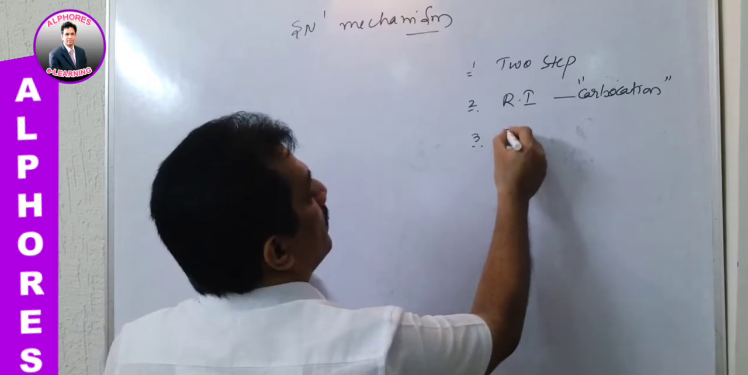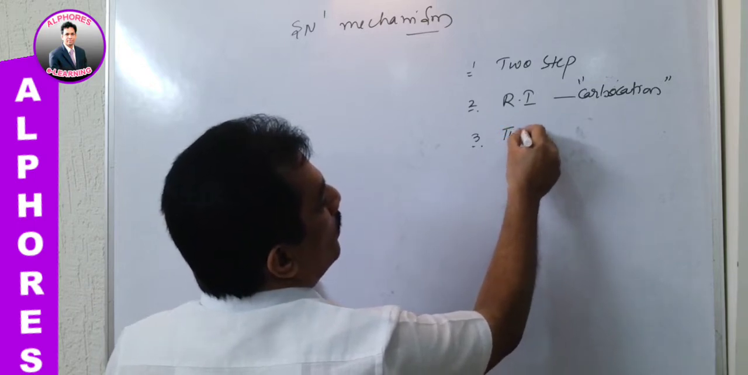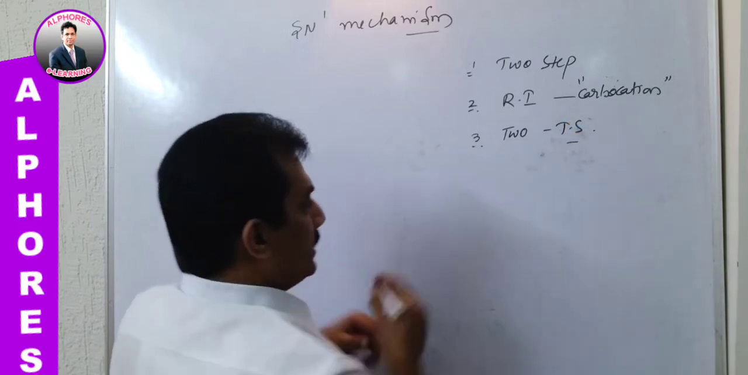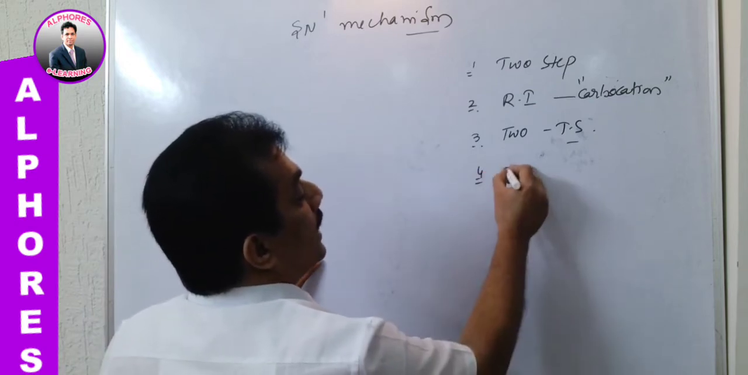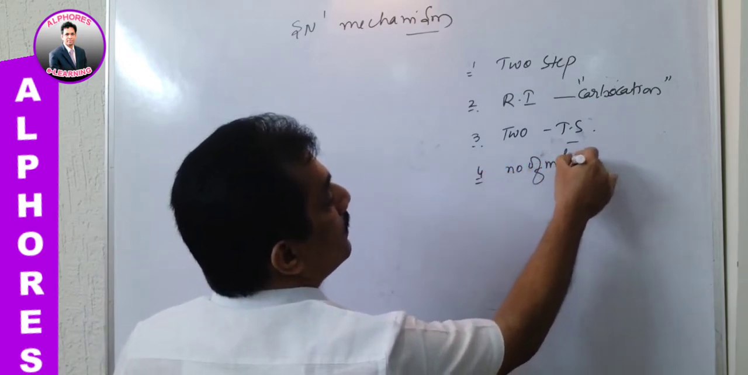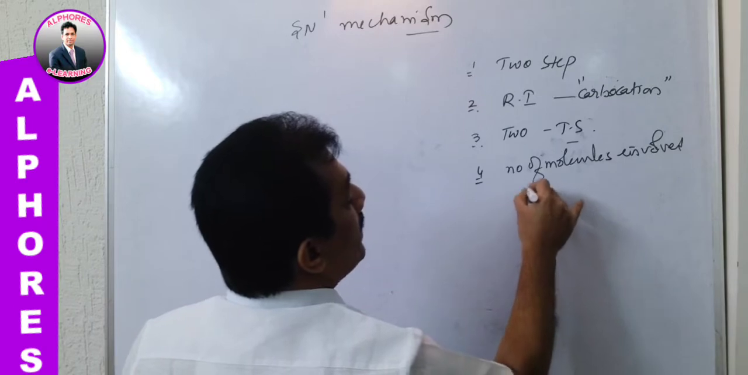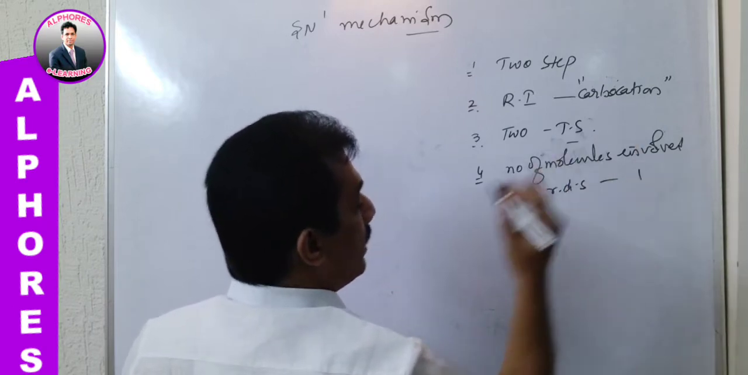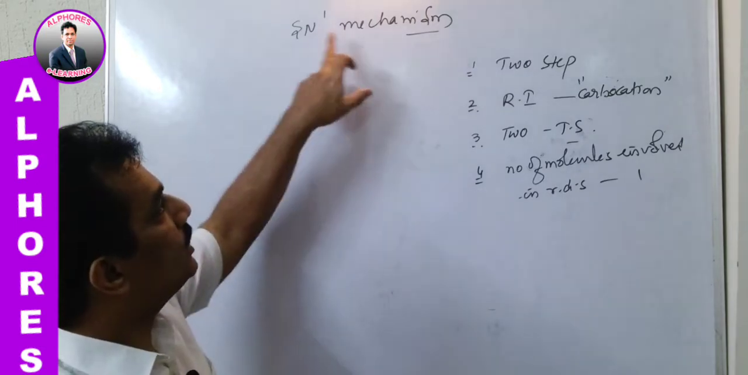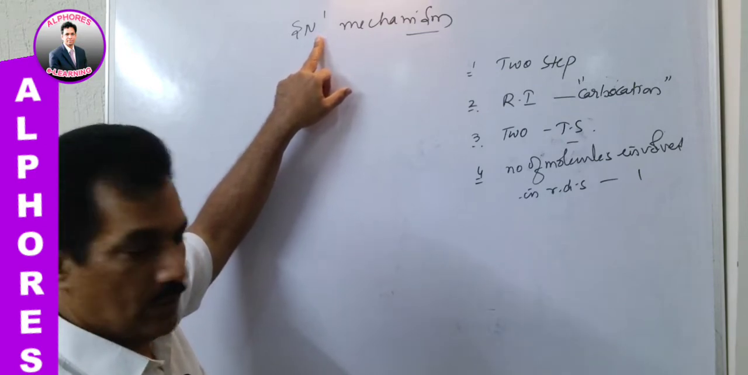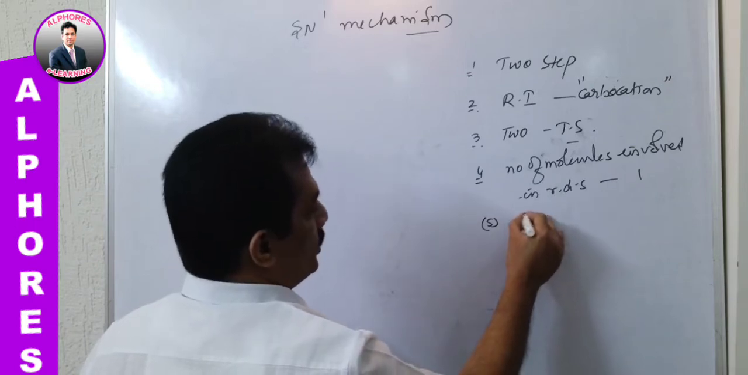Now the third point: it is a two-step mechanism and the reaction intermediate is a carbocation. Here two transition states are present. The fourth one is that the number of molecules involved in the rate determining step is 1. That's why it is a unimolecular reaction. Molecularity is 1. Clear? And now the fifth one is related to stereochemistry.